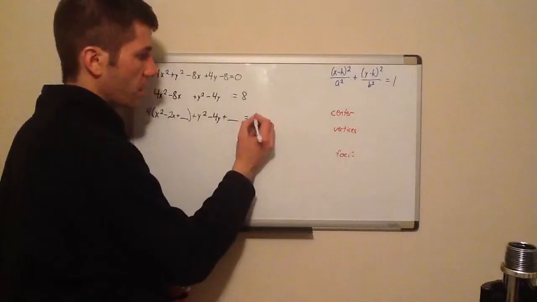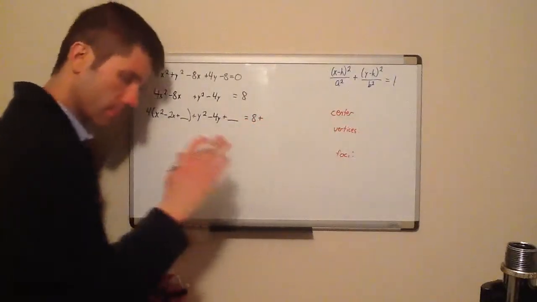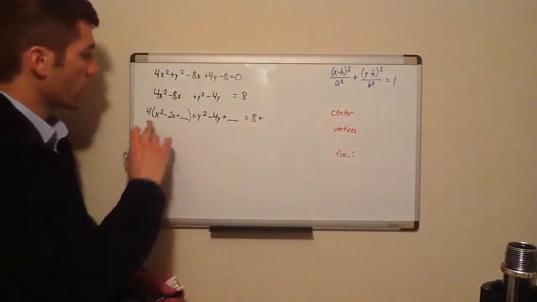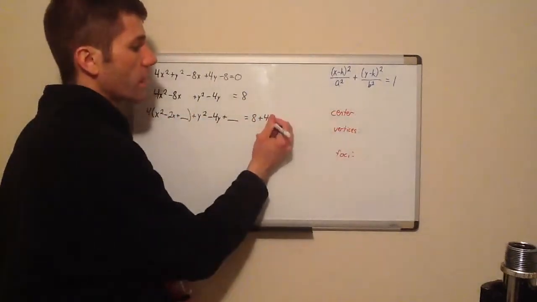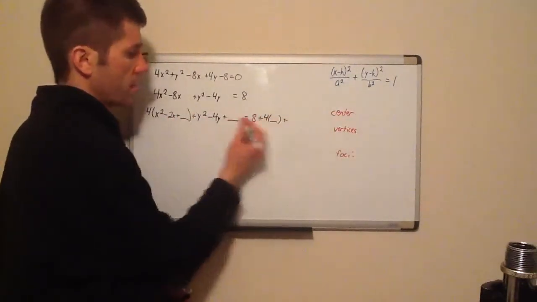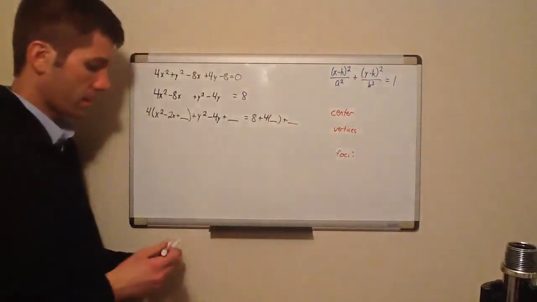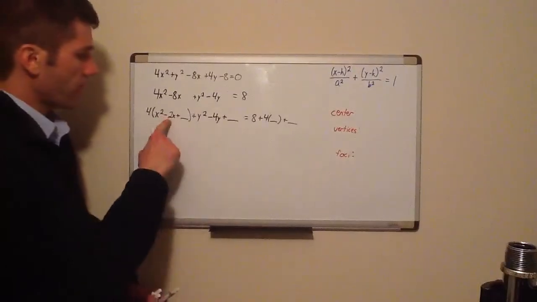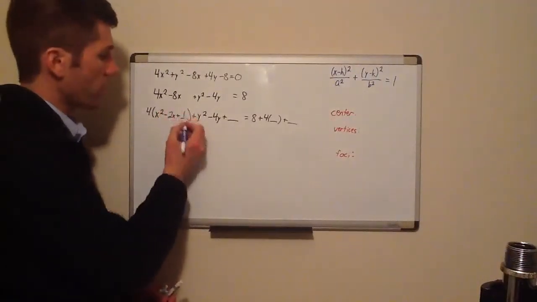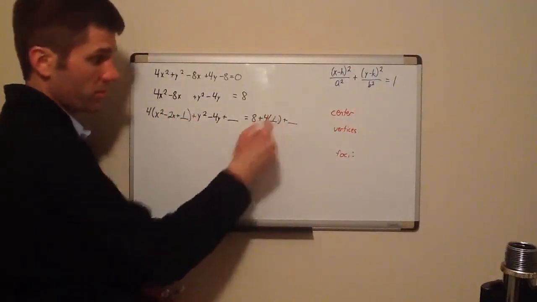And over here on this side, we have 8 plus, now, again, we just addressed this in the other video, but this is not going to be plus blank, it's 4 times that. So 4 times something plus that one right there, which wasn't multiplied by anything. Okay, let's fill in some blanks. Half of -2 is -1, square it's positive 1. That's a 1, that's really a 4.